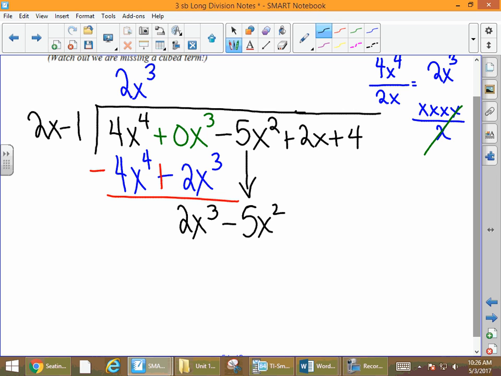Don't add the exponents. Just add or subtract the numbers in front. Good question.